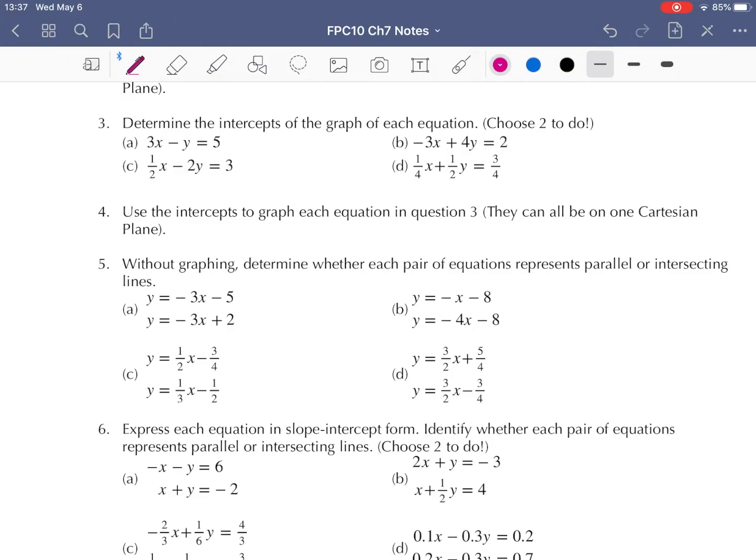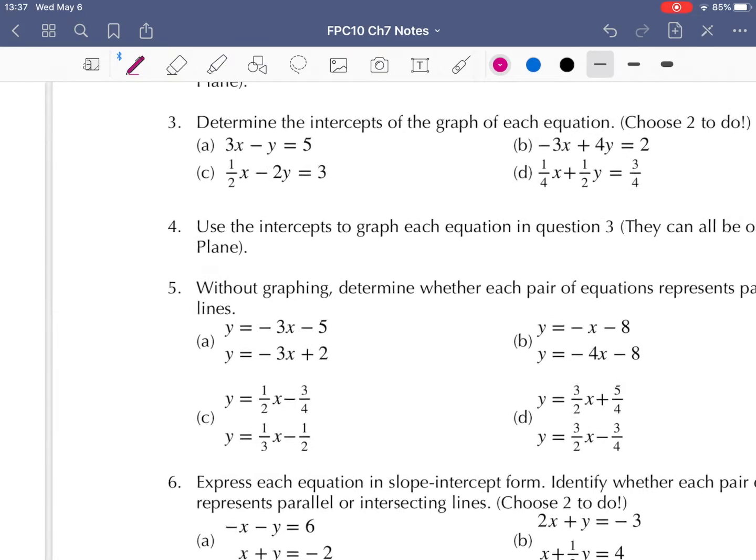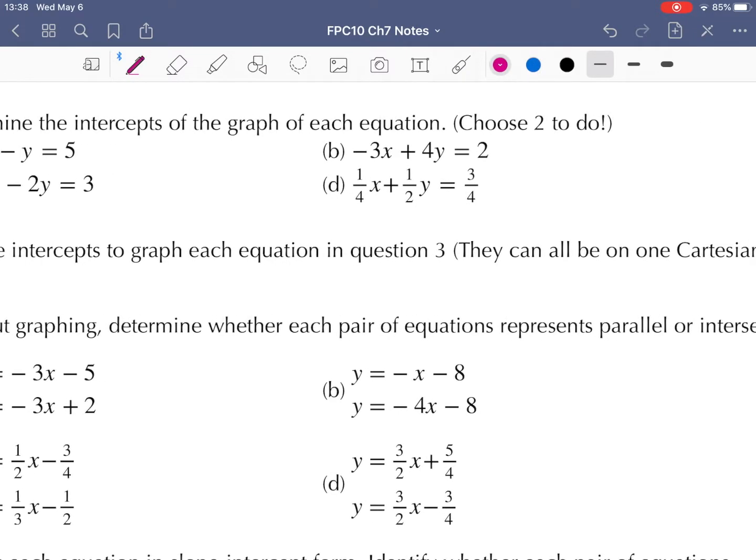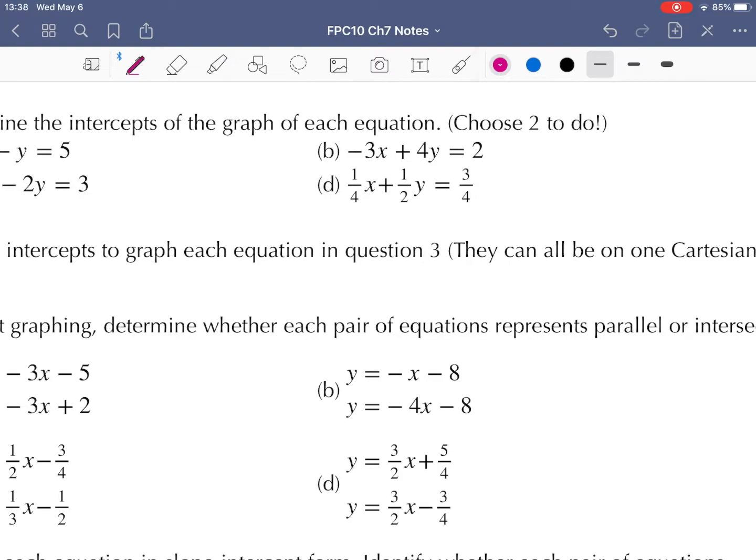All right, in letter 3, we're doing the exact same process. Determine the intercepts of the graph. Choose 2 to do. I'm going to give you the answers for all of them. I'm going to demonstrate how to do letter D. So letter A, remember x-intercepts are done in pink. Has an x-intercept at 5/3, 0. Now, I like to leave these in fractions, so I don't have to divide. And y-intercept at 0, -5.